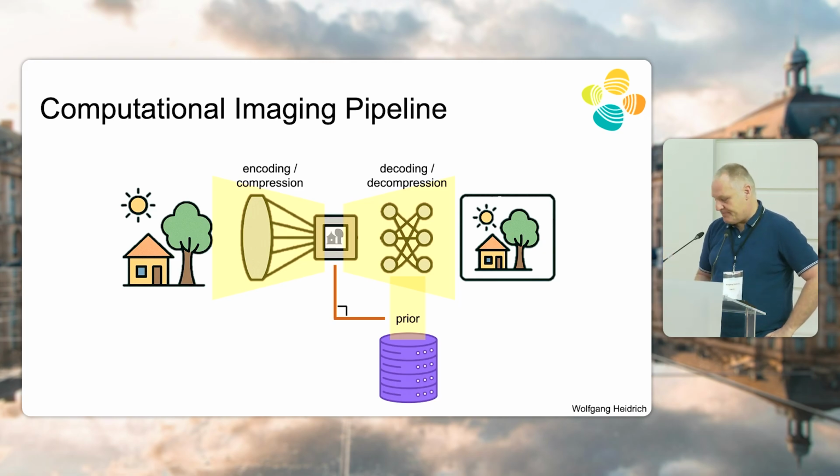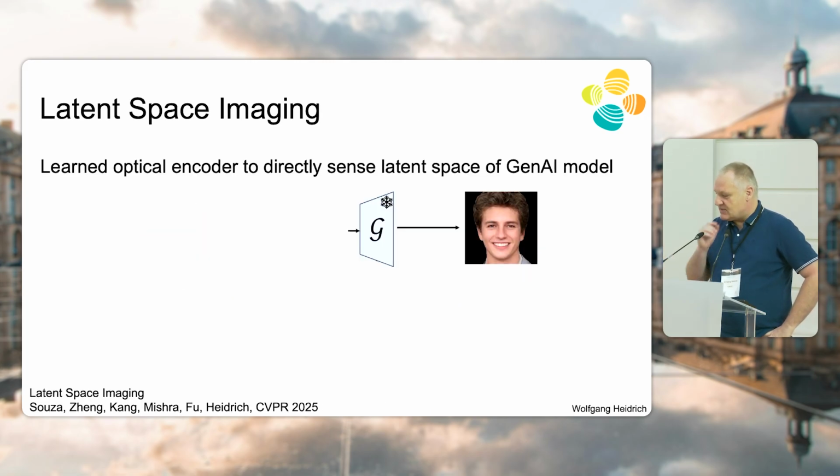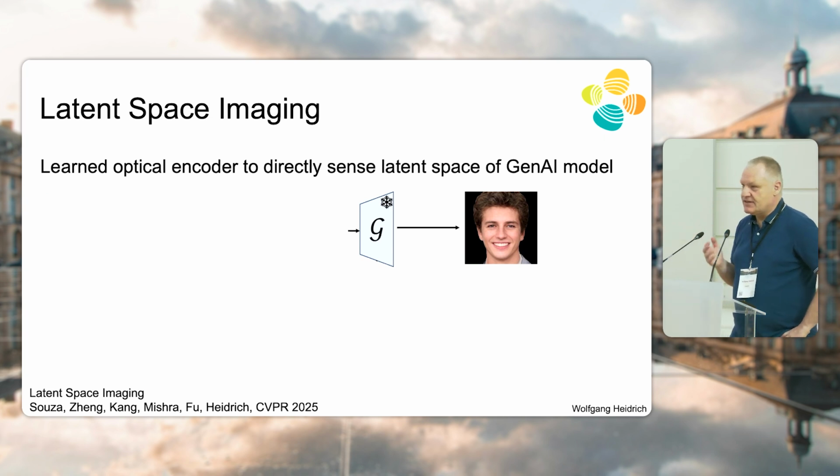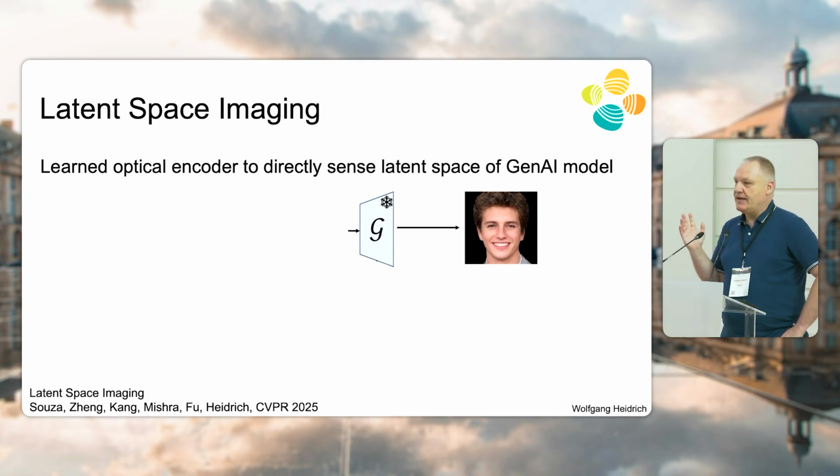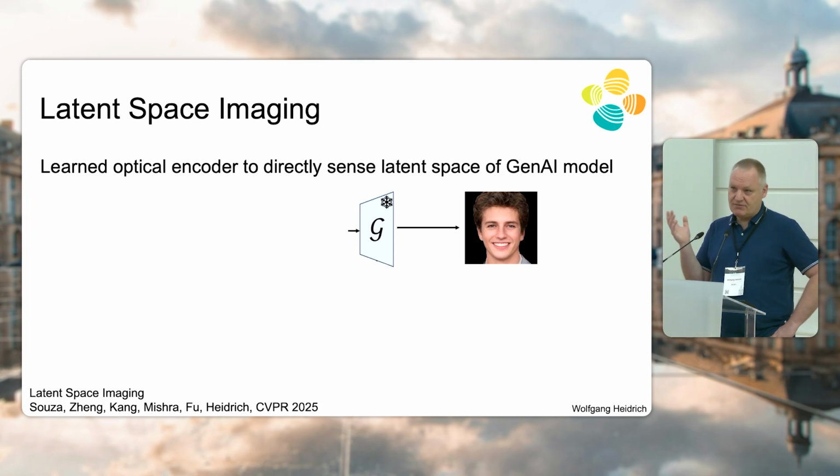So let me start by showing you an extreme example of this. This is a paper published last year from my group, and here we're designing an optical system to make use of generative AI to deal with faces in general. So we're going to start with a generative model for faces, okay, and you know all that, okay?